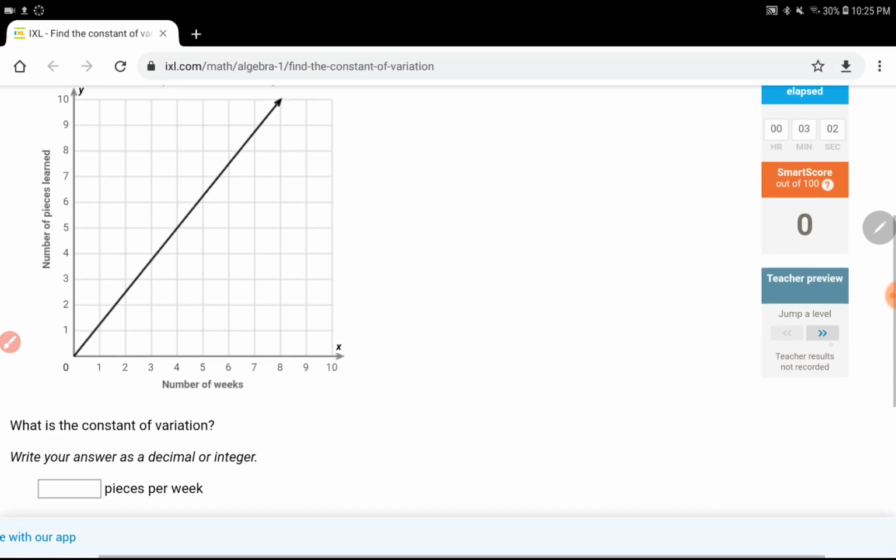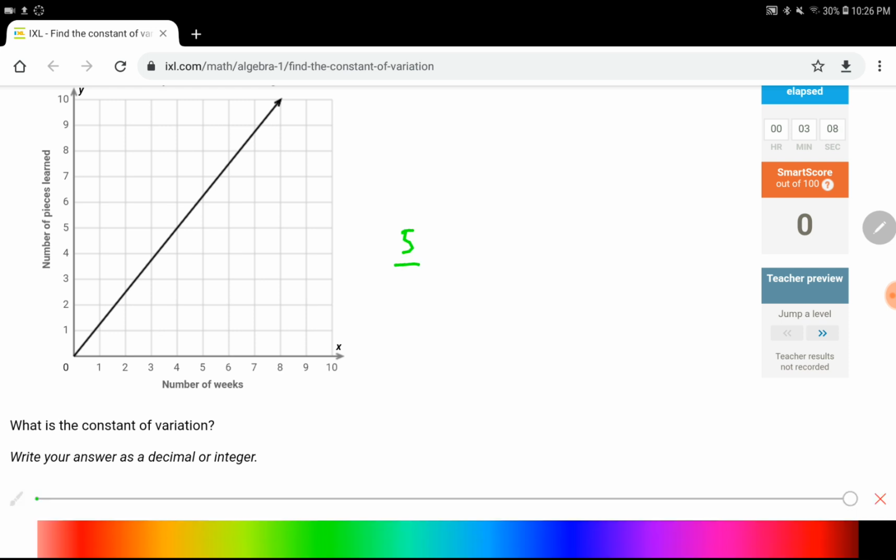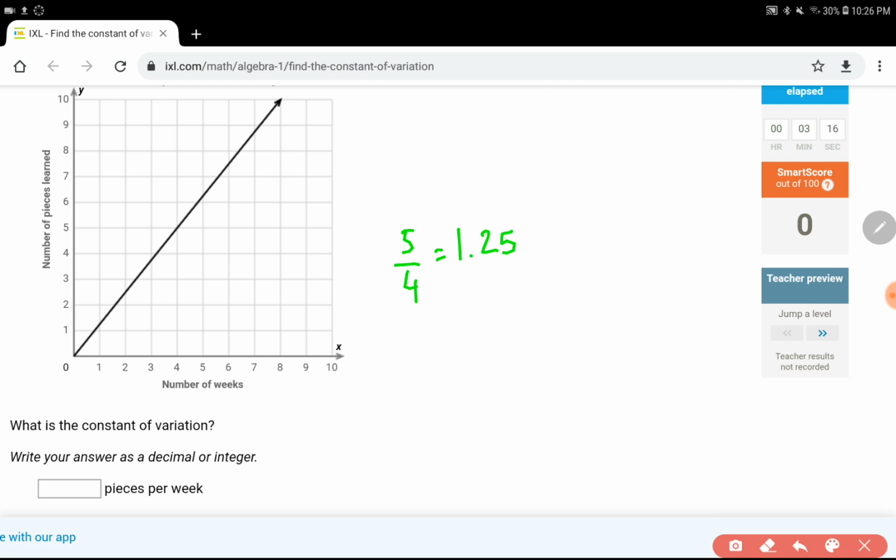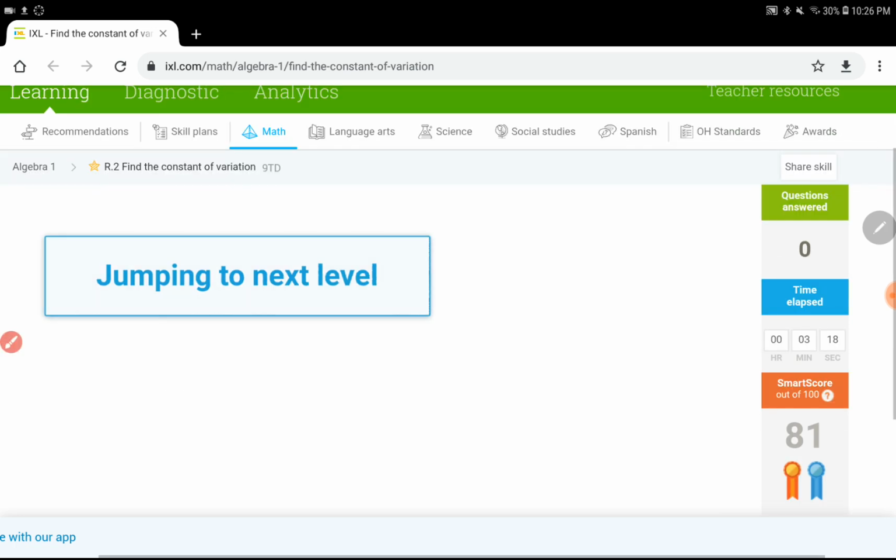Okay, so let's see the next one. By the way, this one would be 1.25, I believe. I forgot to answer 5 over 4. When you divide these two numbers, you will get 1.25. That will be the answer for this one. Moving on to the next level, let's see what it is.